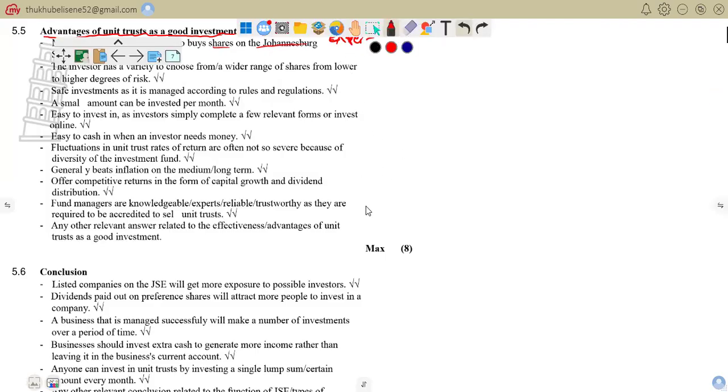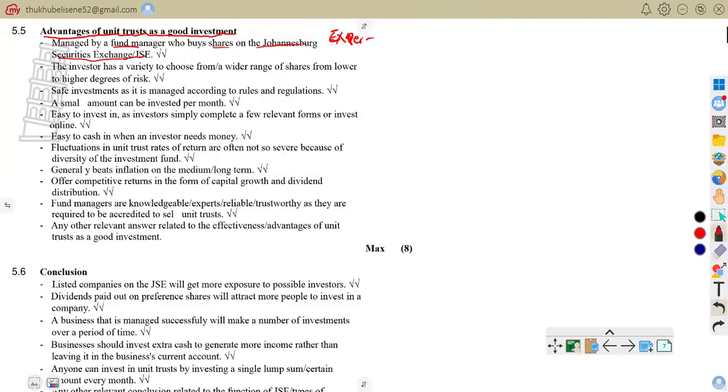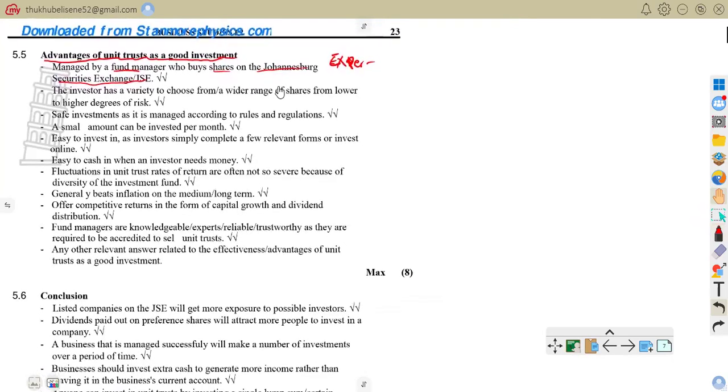We're talking about the expert who is now going to handle the investments on behalf of what? On behalf of the investors. We're talking about the experts. He's going to handle the investment on behalf of the investors. So we are talking about a professional who's going to decide whether to buy MTN or Shoprite shares. That is where we are saying it's managed by a fund manager who buys shares on the Johannesburg Securities Exchange.